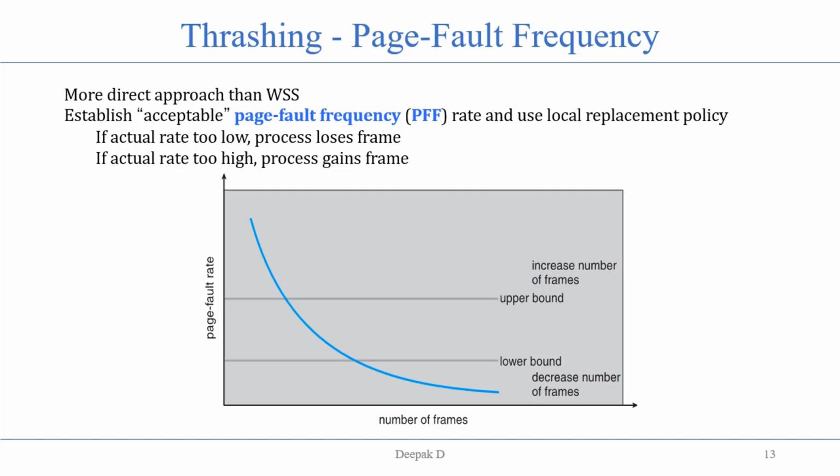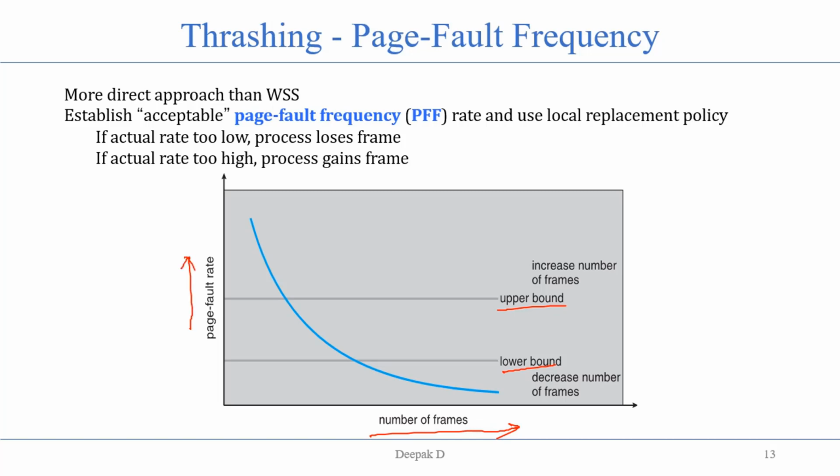But there is another approach called page fault frequency, and this is a direct approach that can be used to prevent thrashing. As we know, thrashing has a high page fault rate, so we want to control this page fault rate. In this diagram, you can see two major bounds, an upper bound and a lower bound. This axis is the total number of frames allotted to the process.